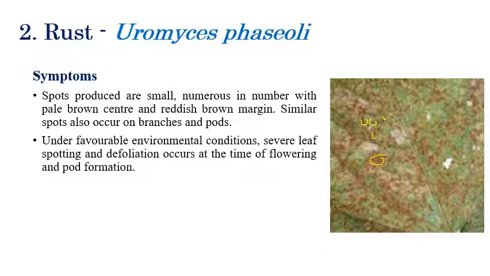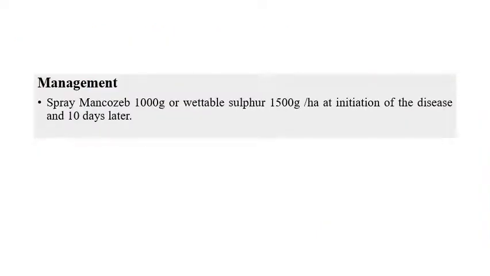Severe leaf spotting and defoliation occurs during favorable conditions. We can see leaf spotting as well as defoliation, and at the time of flowering especially in pod formation, but majorly we can see red color or dark brown color spots on leaves, and sometimes they also appear on branches as well as pods. Coming to management aspects, spray mancozeb at the rate of 1 kilogram or wettable sulfur at the rate of 1.5 kilogram at initiation of the disease and one more spray 10 days later can be recommended.